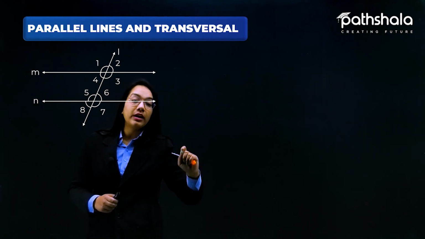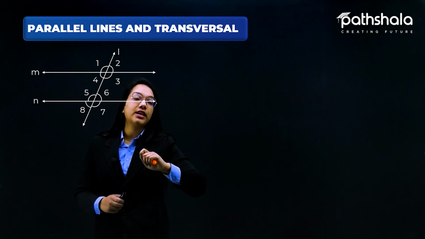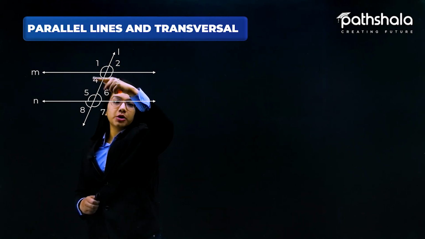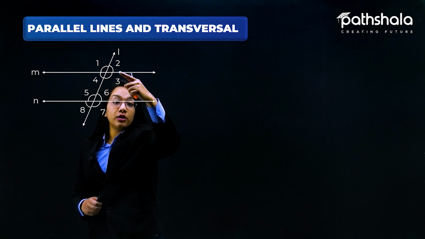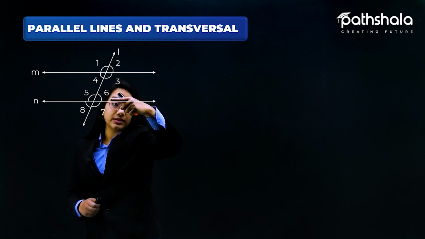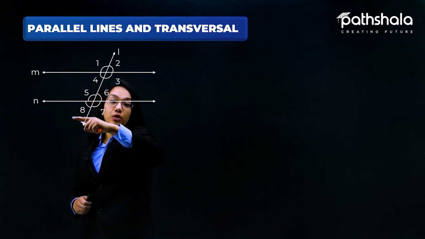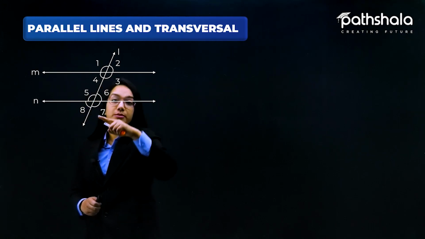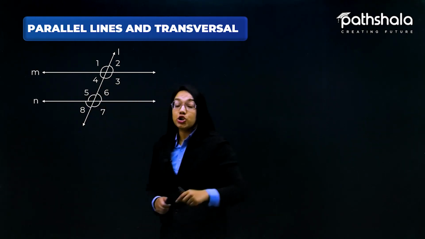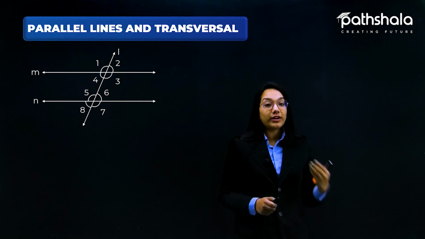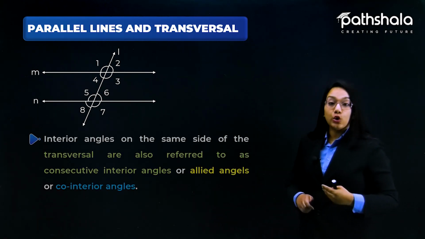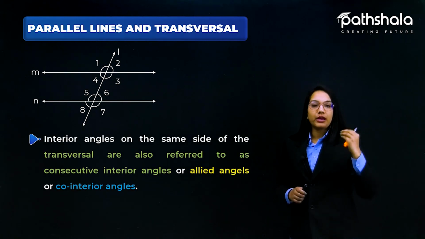After drawing, I will definitely verify that angle 1 comes out equal to angle 5, angle 2 comes out equal to angle 6, angle 4 is equal to angle 8, and angle 3 comes out equal to angle 7. So from this type of activity, what can I conclude? I can conclude a very important thing.